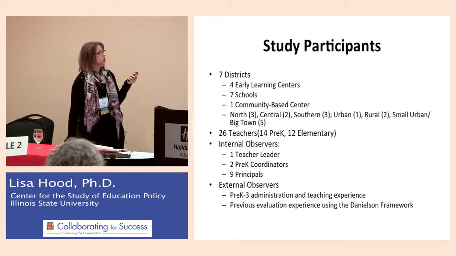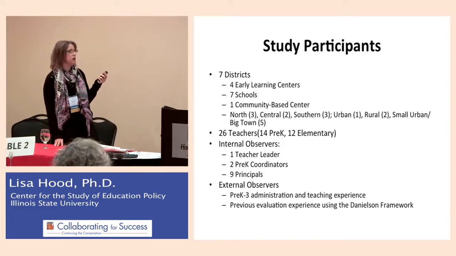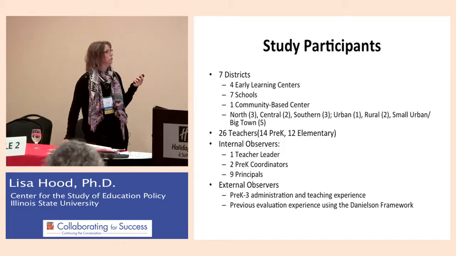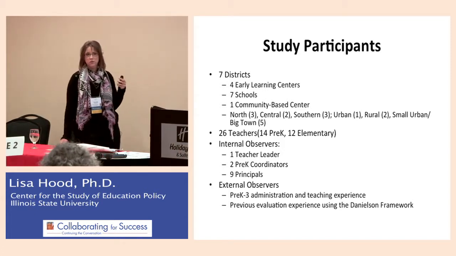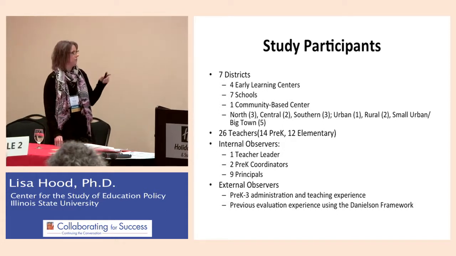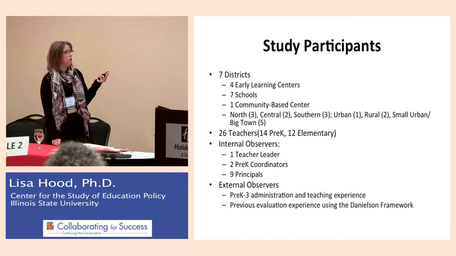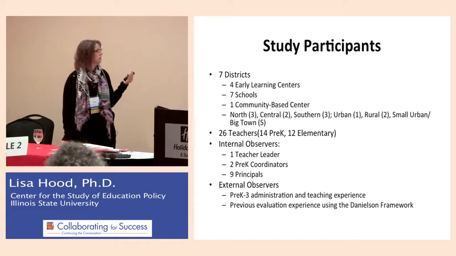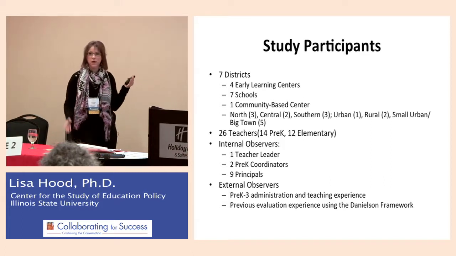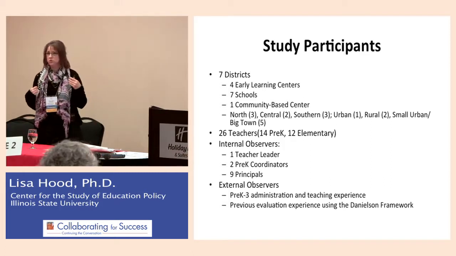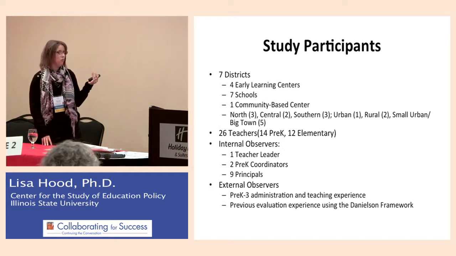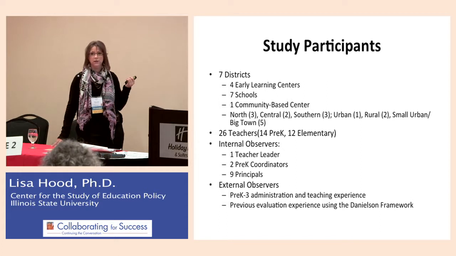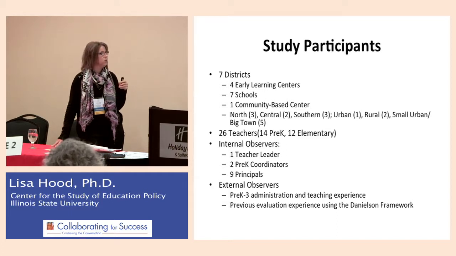We have 26 teachers, 14 of whom are in our pre-K programs, and 12 that are in the K-3 elementary classrooms. We have 12 internal observers. One is a teacher leader, 2 are the pre-K coordinators, and 9 of them are classified as principals. And then we have 3 external observers who came in to do paired observations, so they are external to the schools and the programs. All 3 of them have pre-K-3 administrative and teaching experience, and they've all used the Danielson framework in their leadership to evaluate their pre-K-3 teachers.